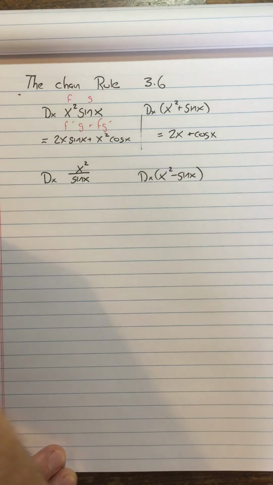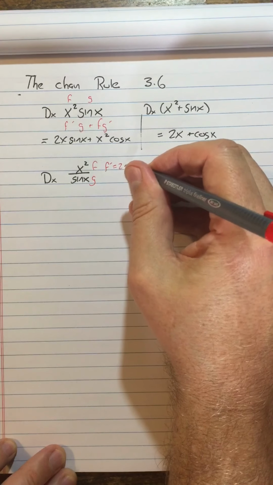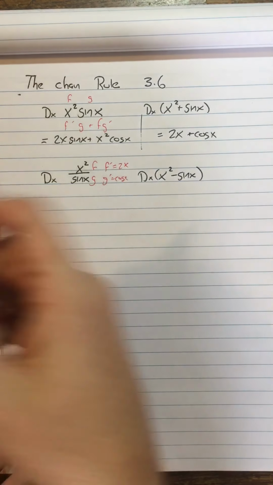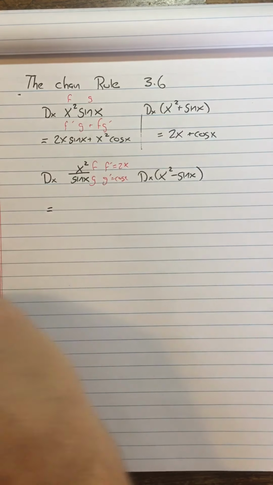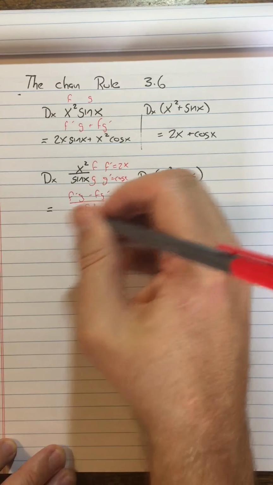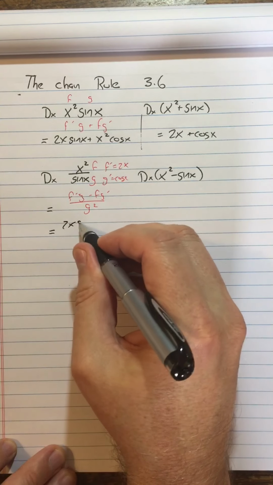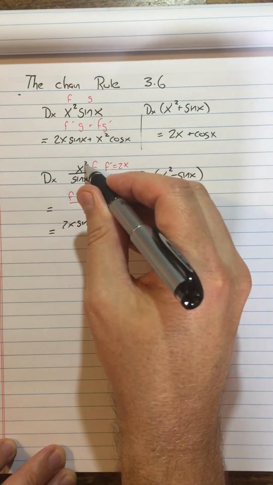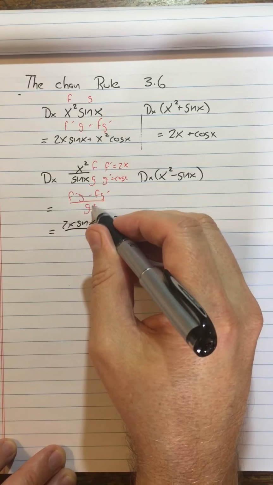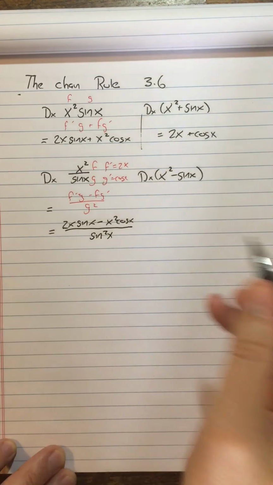All right, this one is a quotient, so f is on top and g is on the bottom. Let's make a little chart of f prime and g prime. We've probably done some of these for practice already. So we're going to do f prime g minus f g prime over g squared. That's going to be 2x sine x minus f g prime, which is x squared cosine x, over g squared, which is sine squared x. There's no way to simplify that, so we just leave it like that.